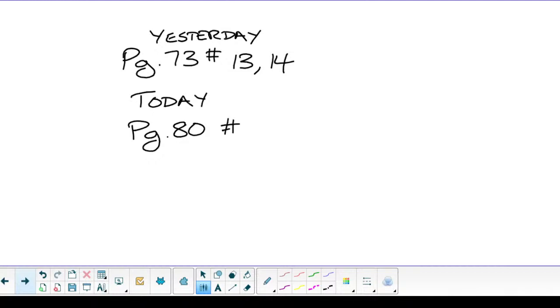1 to 5. 8 to 12. 16 and 17. 16 to 17 inclusive.